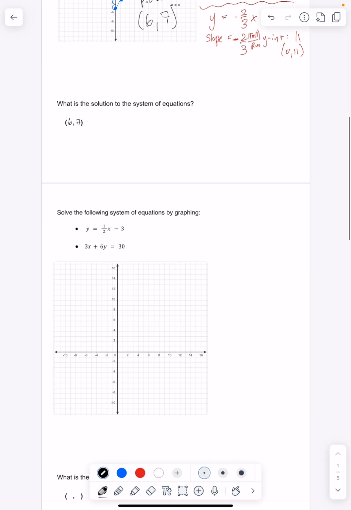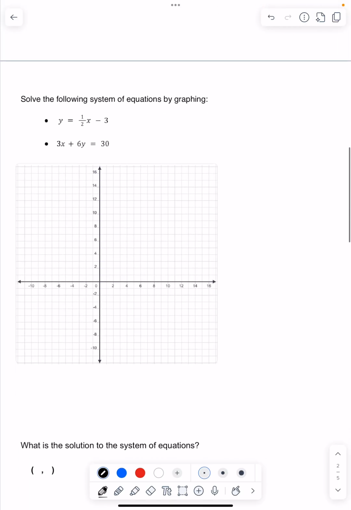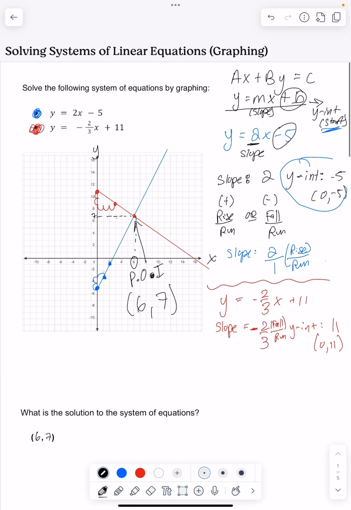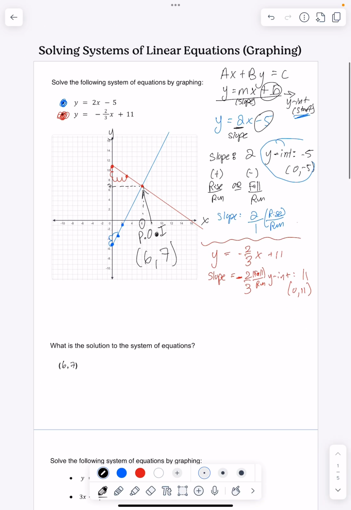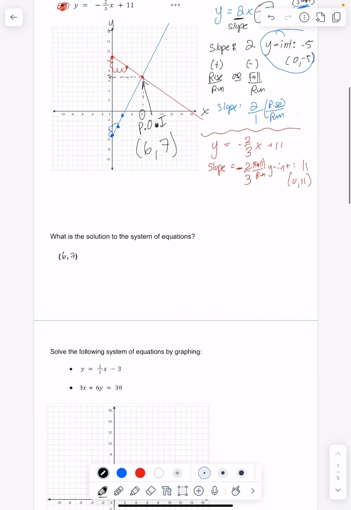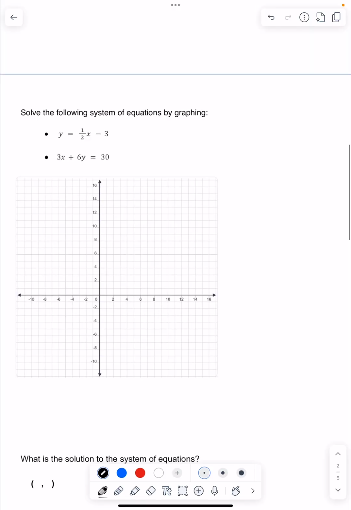Now looking at the next equation, in this case, both of them were in slope-intercept form. So boom, boom, beautiful. But now we actually have a combination of equations. The first one is in slope-intercept form, so we just did that. That's great. But then this one is in standard form, right?